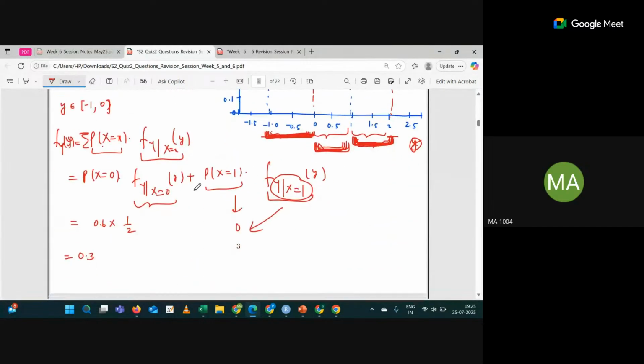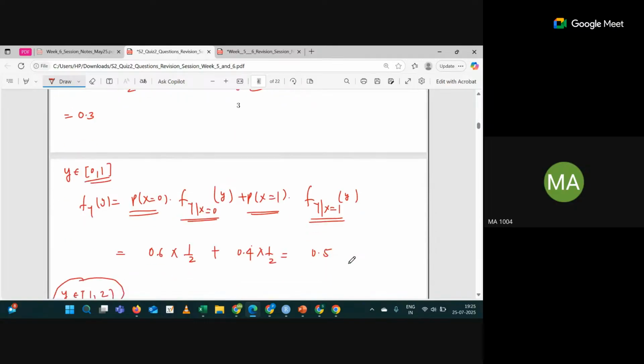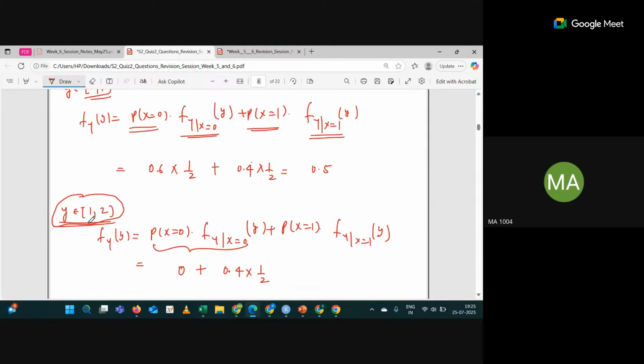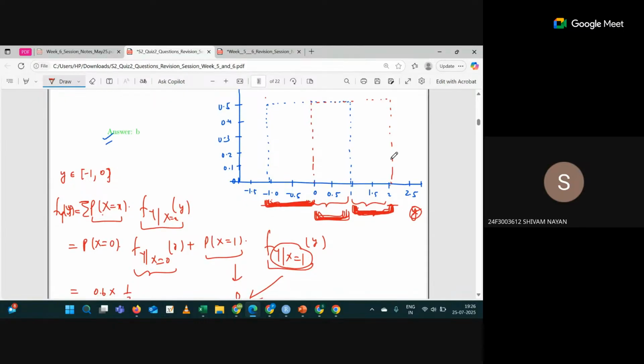And when y is 0 to 1, in that case you can see both are defined, right? Are you getting? And when y is 1 to 2, again there is no role of y given x equal to 0. That will be 0. Okay, is the idea clear? Where are the values of x, sir? That's what I'm not understanding.